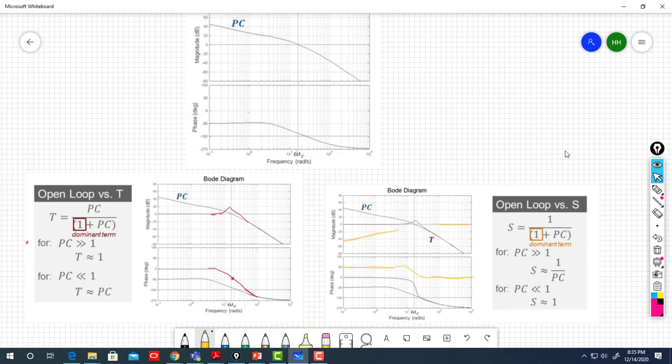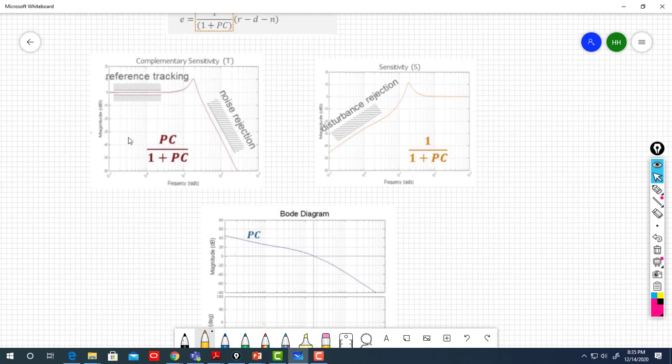And in between, of course, maybe 45 here, and here maybe it has some peak. Okay, that's how it looks like. So why are we interested in doing this comparison between open loop versus the complementary sensitivity or the sensitivity term? Because we just explained a while ago that the sensitivity and the complementary sensitivity are important for us to know if we are really tracking the reference and we are rejecting the noise and disturbances.